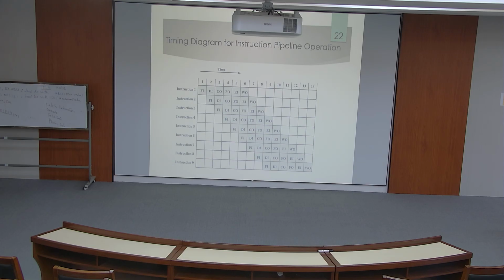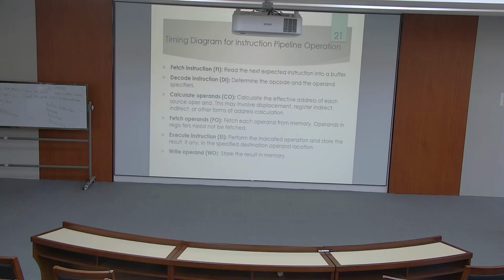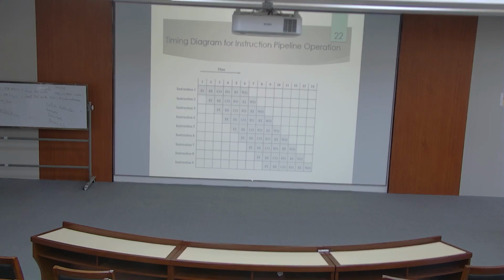Now, this means during time number 2, our instruction number 1 is in the instruction decoding stage, whereas our instruction number 2 is in the instruction fetch stage. Now, during time number 3, that is clock cycle number 3, CO, calculate operand, our instruction number 1 will be in the calculate operand stage, whereas our instruction number 2 will be in the decoding stage.